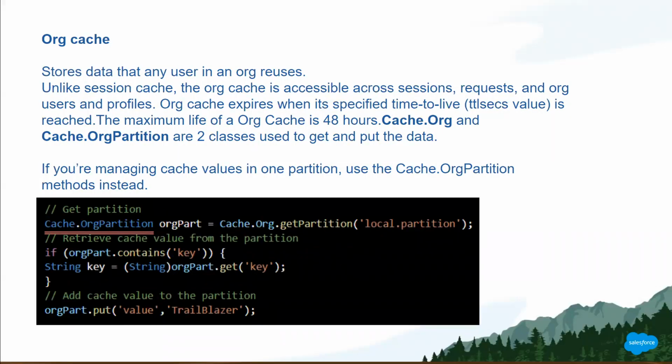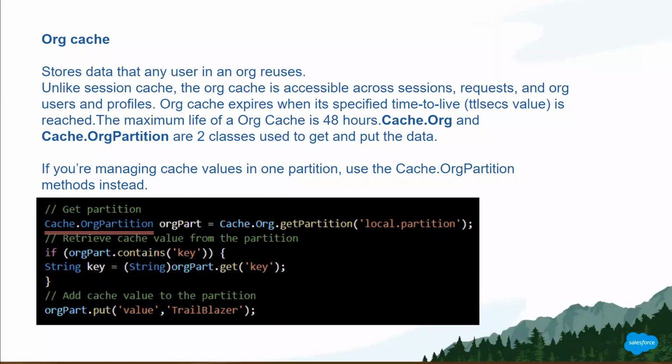All right, so org cache. I'll talk about org cache now, which stores data for any user in your org, and they can reuse this cache data. Session partition is for specific individual users. And one question might come to your mind: if we are using session partition or session cache for an individual user, how can we handle getting the session ID for that user and use that data for that individual user only?